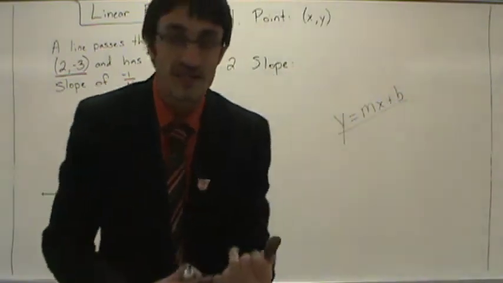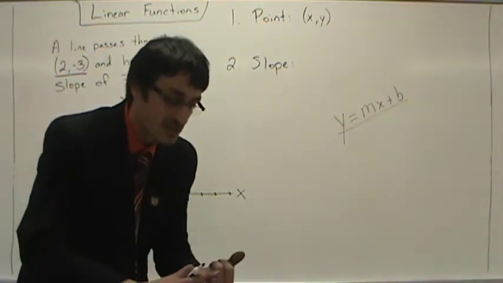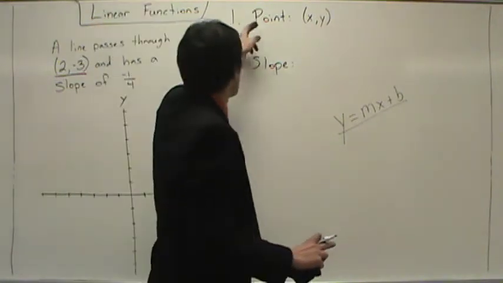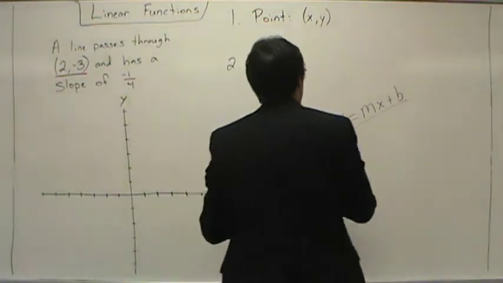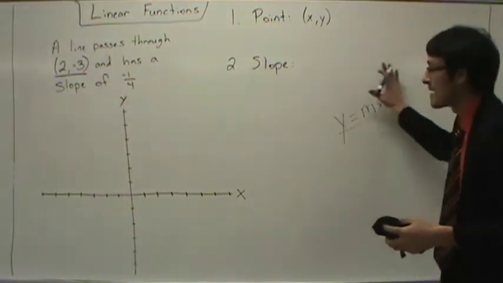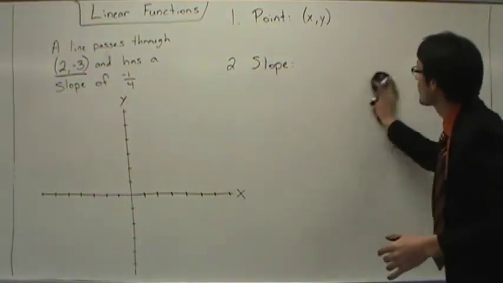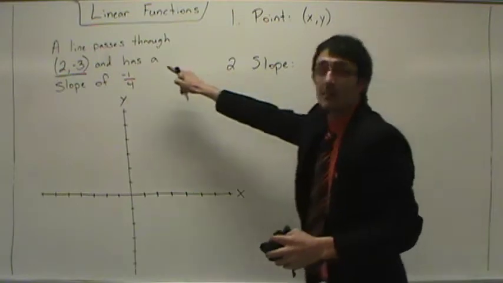So, in order to graph a line, in order to write the equation of a line, you need to find a point and a slope. Okay, now we're going to be looking at y = mx + b today. All right, but before we go here, let's talk about the problem given on the board.